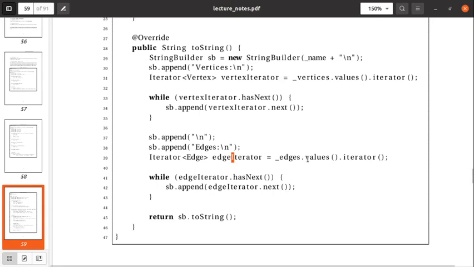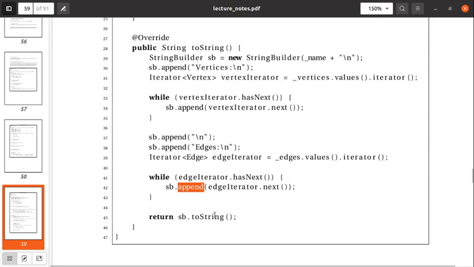We get an edge iterator, right, to iterate over the values of the edges. Right? And so while there's a next edge, then append that, right? And again, implicitly, we call edge.toString because append insists on having a string, and anywhere that you are coercing it into a string, it'll implicitly call the toString method, and if you haven't defined it yourself, then it's going to call whatever is there by default, and that's generally not helpful in debugging, right? So this is an added benefit of providing your toString method.